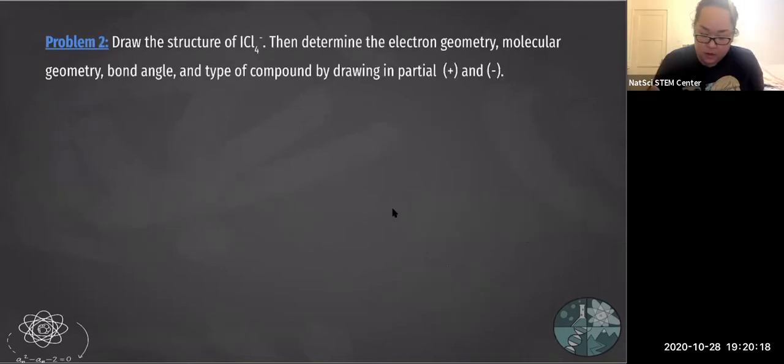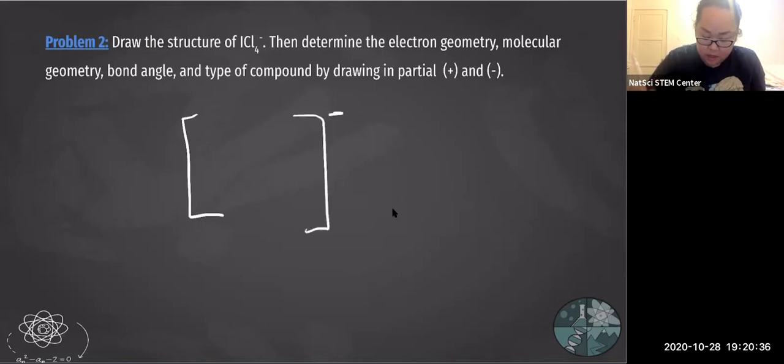Okay, so the next one, I'll give you guys 5 minutes again to do it. ICl4 minus. Just a heads up, you don't have to draw the compound. What you'll do is put a minus on the outside. And don't forget to add your extra electron in when you're adding up how many you need to have total. So again, I want the same information: electron geometry, molecular geometry, and so on and so forth.